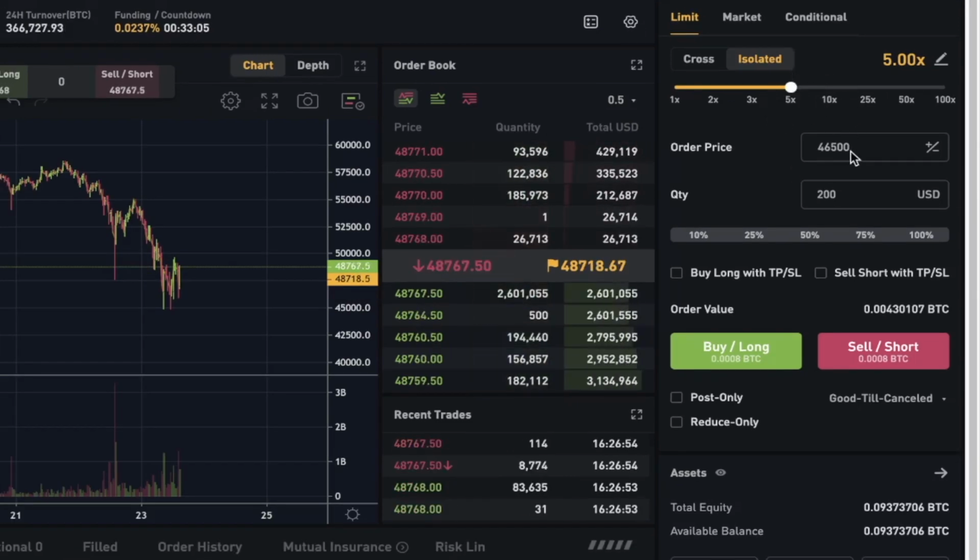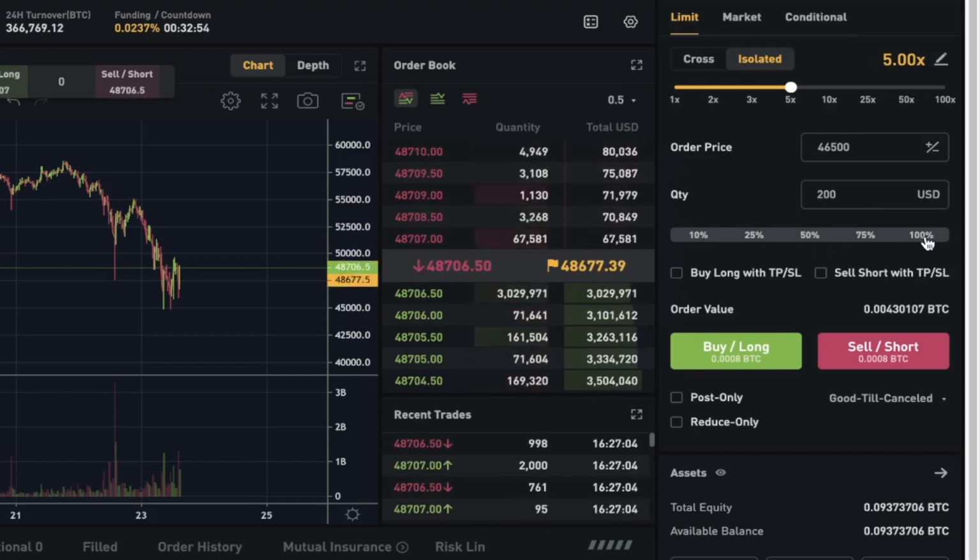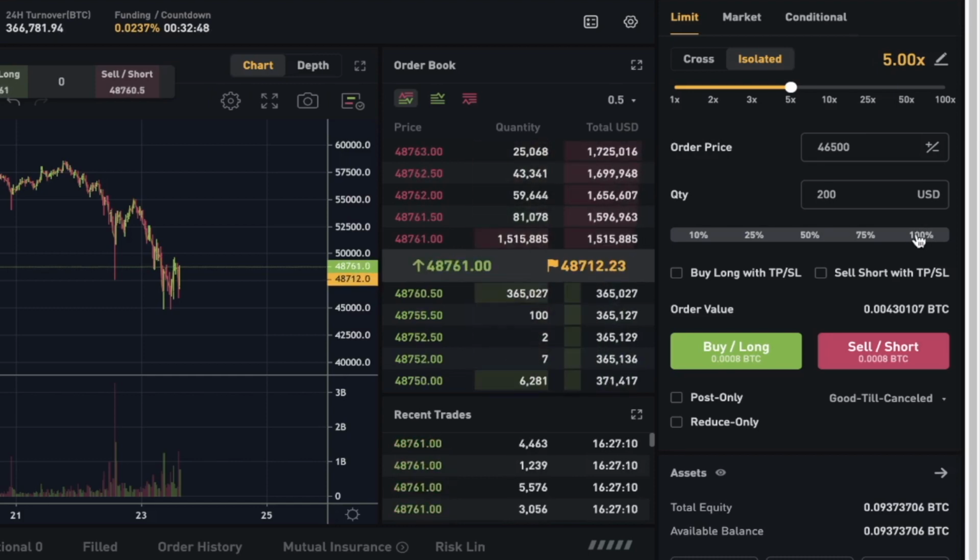We want to buy at $46,500 and the quantity is going to be $200 worth of contract. This percentage here is if you just want to use a percentage of what you've got available on your balance sheet. So say you want to use 100% of your balance, you would just press here at 100%, or 50%, or 10% of your balance. In this case, we are going with less than 5%, so I'm just putting $200 worth of contract.